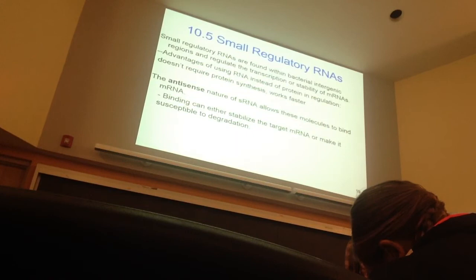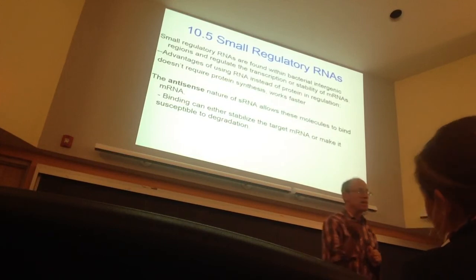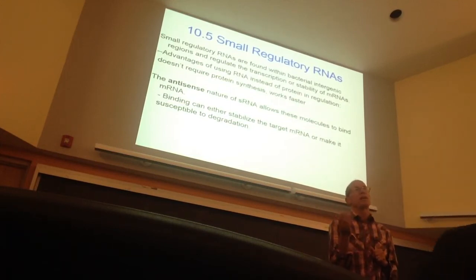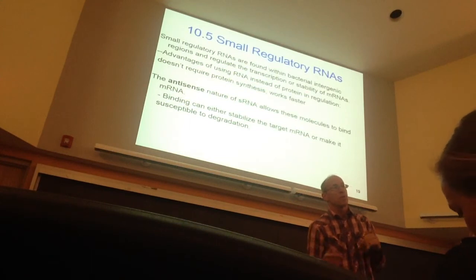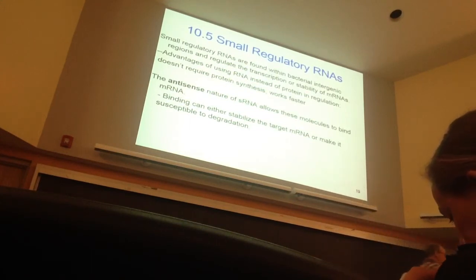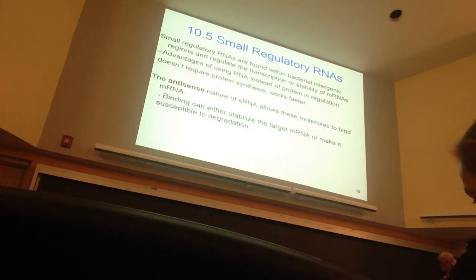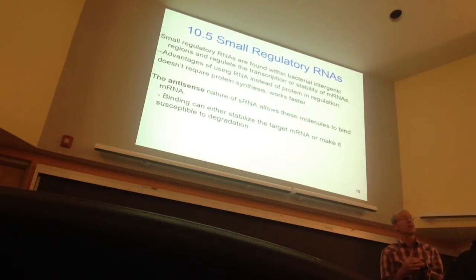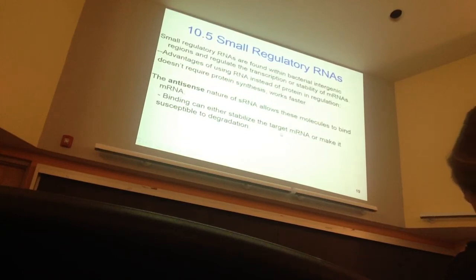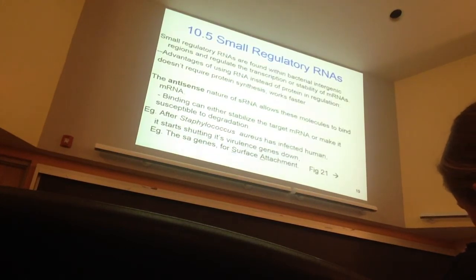So when you say antisense, that means that they are going to base pair match with the sense strand, being the messenger RNA that is going to be expressed into protein. So these regulatory RNAs have the antisense and will bind, and that is their regulation. If they bind to messenger RNA, that messenger RNA is not going to be translated. Sometimes it stabilizes the target messenger RNA, or it makes it susceptible to degradation. So in some cases, it actually helps the expression of the messenger RNA.